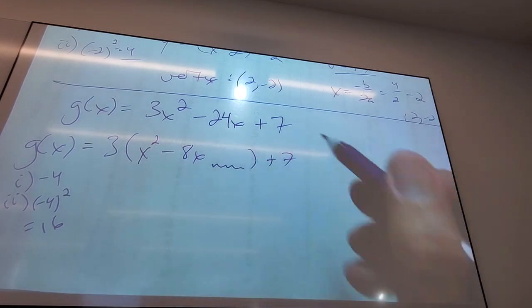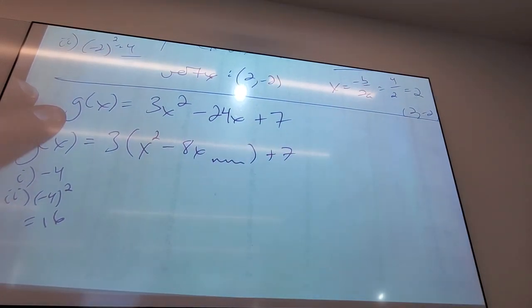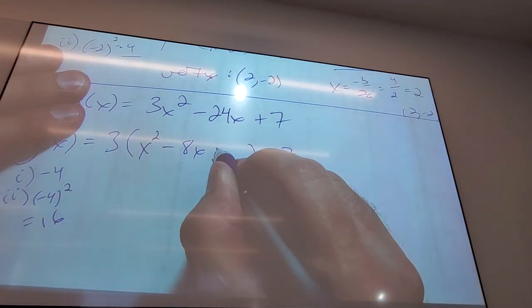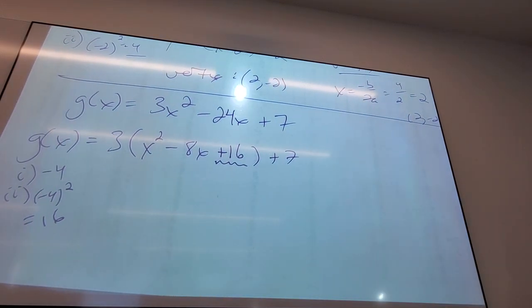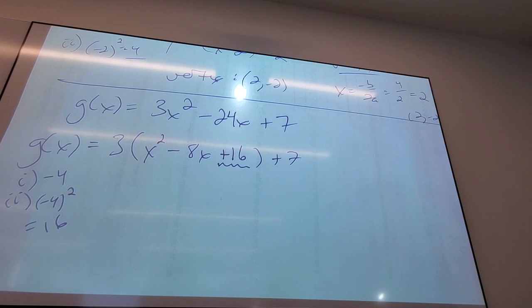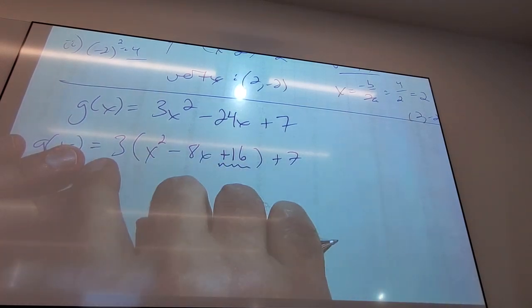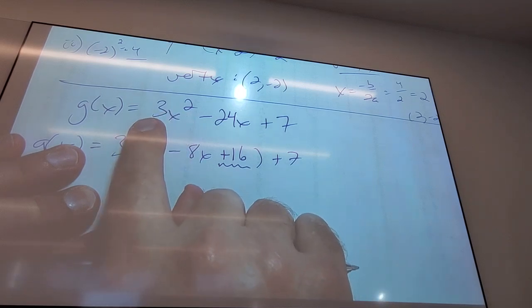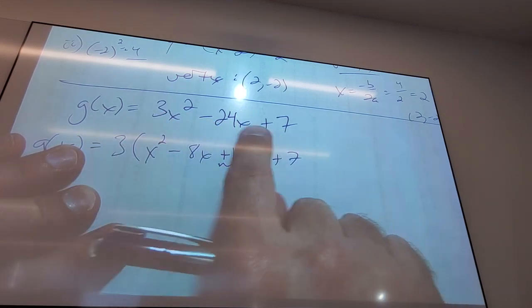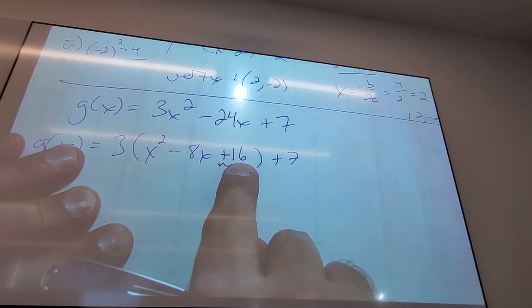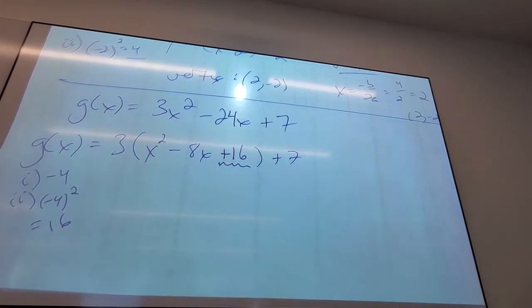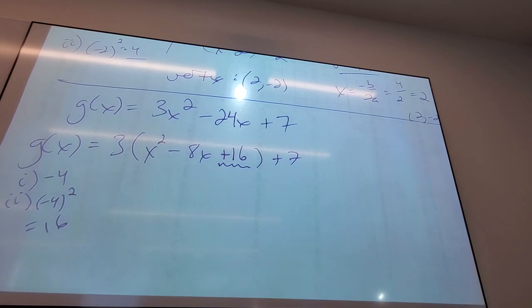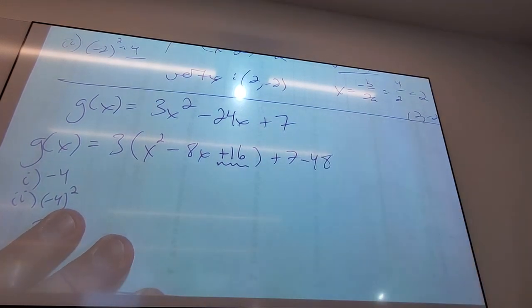So now watch this, you ready? Okay. It's going to be weird. So when I write this, I did not just add 16. That's not what I just did. Does anyone see what I added? 48. I added 48. Same way if I ask you, is there a -8x? No, it's -24 because it's 3 times this. So when I put a plus 16 there, I actually just added 48. So at the same time, I better subtract 48.